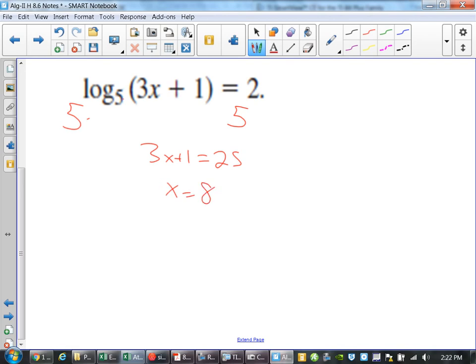Okay. You get 8. Check it. 3 times 8 plus 1 is 25. Log base 5 of 25 is 2, because 25 is 5 squared. And you can use properties real quick to check it as you're going back and forth.